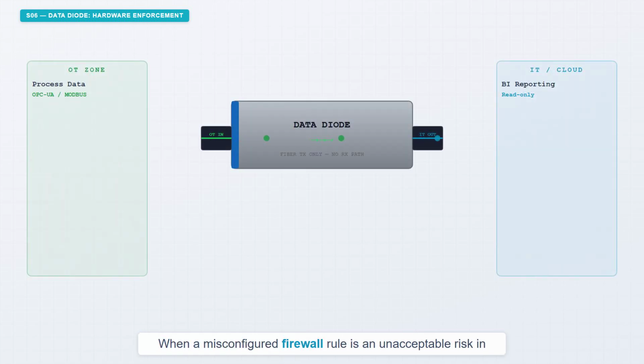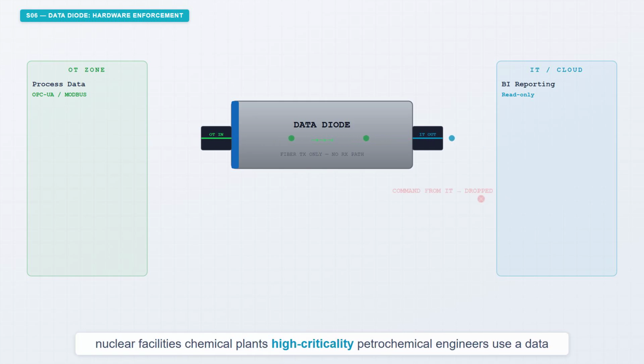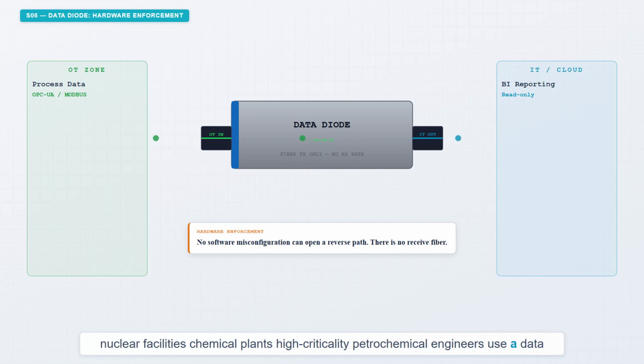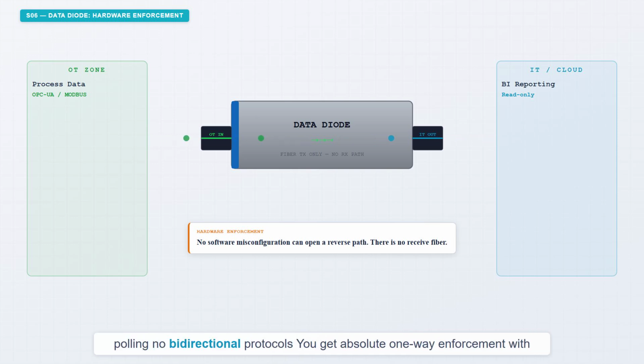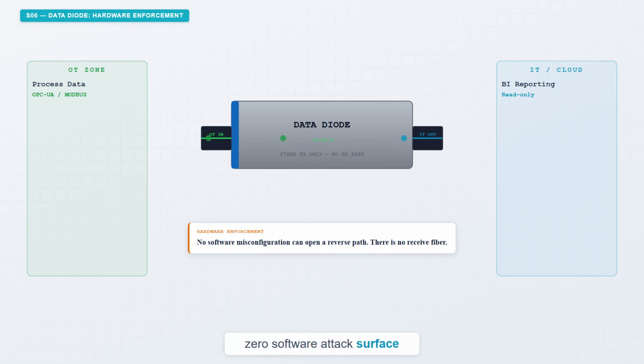When a misconfigured firewall rule is an unacceptable risk, in nuclear facilities, chemical plants, high-criticality petrochemical, engineers use a data diode. A data diode is not software. It is a hardware device with a single fiber transmit path and no receive path. Data flows in one direction. It is physically impossible to send a command in the reverse direction. There is no wire for it. Vendors like Waterfall Security and Owl Cyber Defense build these. The trade-off: no acknowledgement, no polling, no bidirectional protocols. You get absolute one-way enforcement with zero software attack surface.